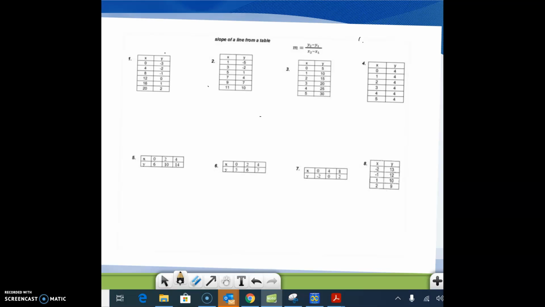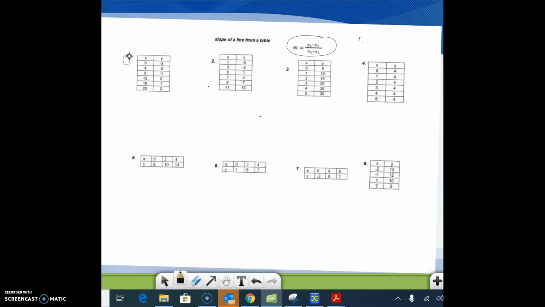So we're looking at a table of values, and we're going to get the slope. And we're going to use the slope formula that we used before, okay? Now, you'll notice on the table, let's look at number 1 here. We have 1, 2, 3, 4, 5, 6 different points. And here's the thing, you can use any 2 of the points because that's all you need for the formula.